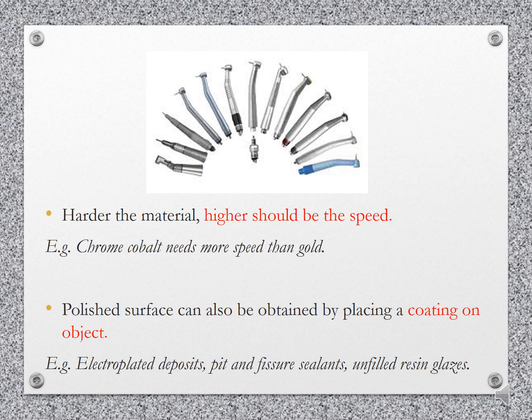A polished surface can also be obtained by placing a coating on an object. For example, electroplated deposits, pit and fissure sealants, unfilled resin glazes.